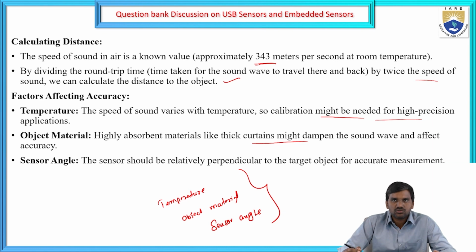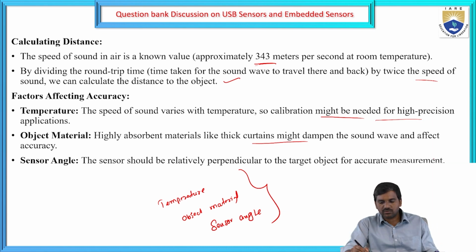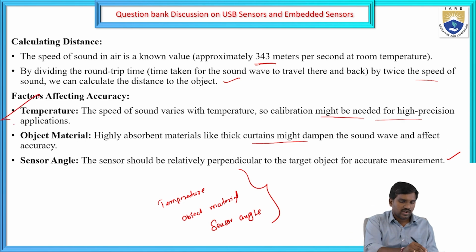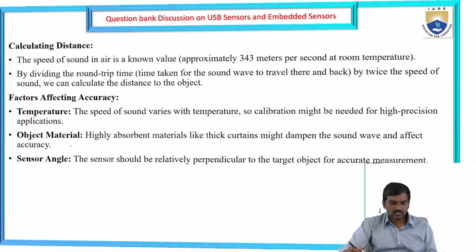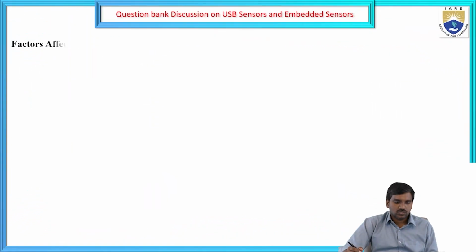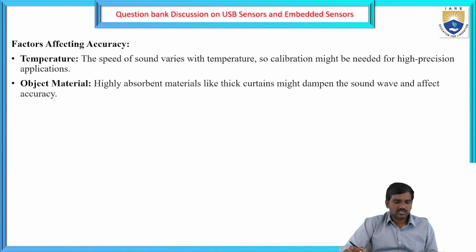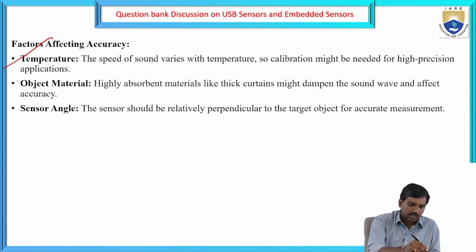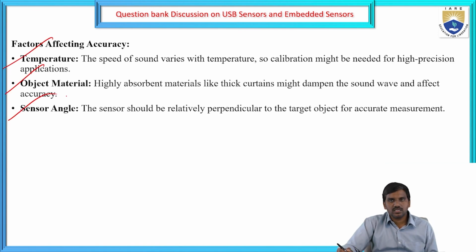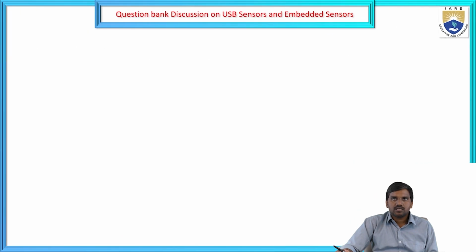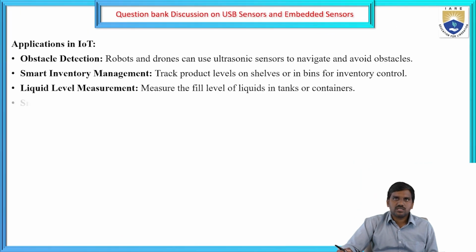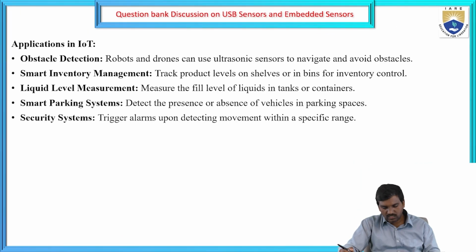The sensor should be relatively perpendicular to the target object for accurate measurement. So these are the factors affecting the accuracy of the IoT device: temperature, object material, and sensor angle. Next, applications of IoT based on this.